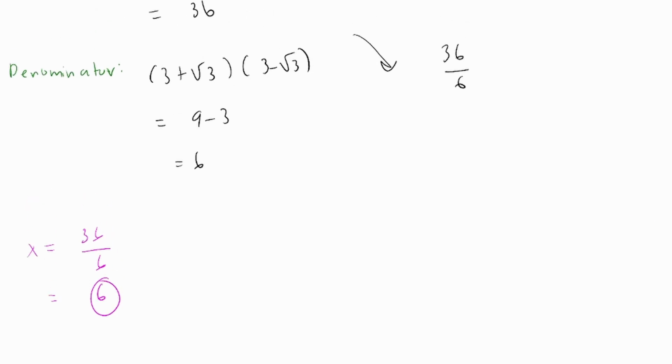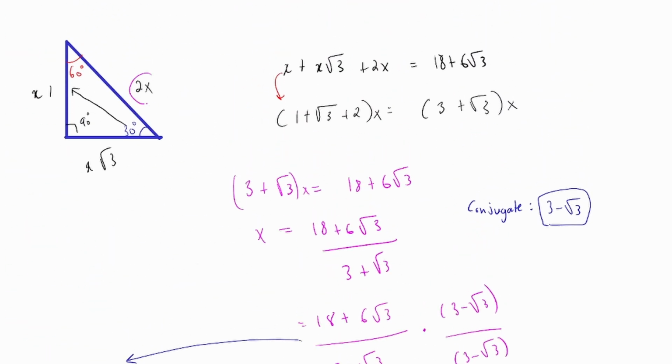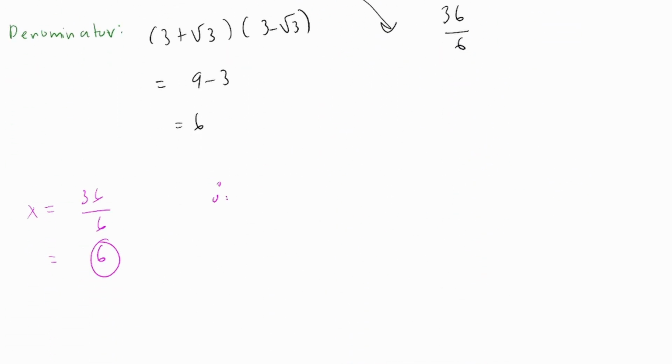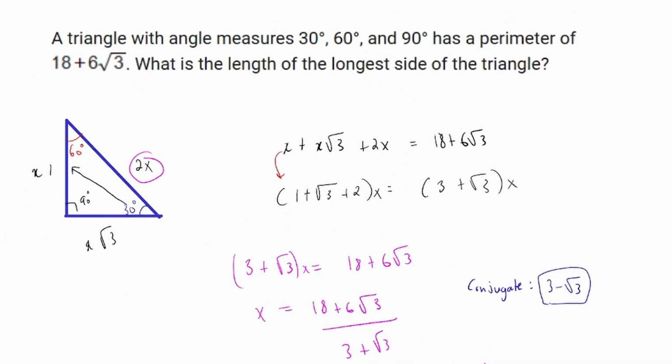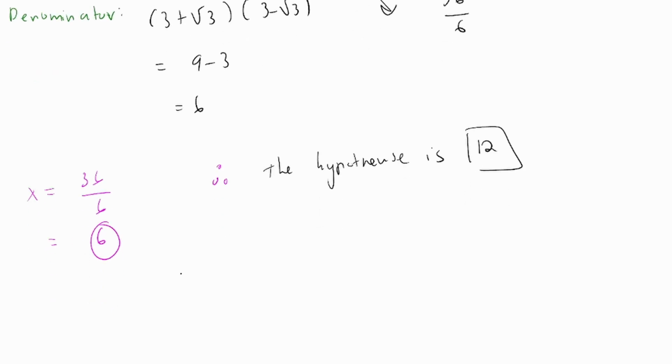But we are not finished yet. The question asks for the hypotenuse, and the hypotenuse is 2 times x. Therefore, we can write that the hypotenuse is 12, whatever units. They don't give us units. So if we have 12, that should be the answer. That's because 2x, and if we just plug in 6, it would be 2 times 6, which gives us 12.